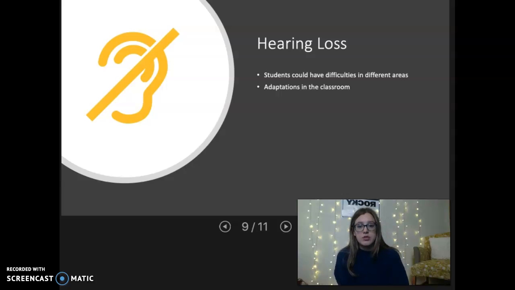And a lot of times students with a hearing disability will have a sign language interpreter with them, but once the student gets older, it is important to make sure that they are learning to function on their own without the sign language interpreter with them.